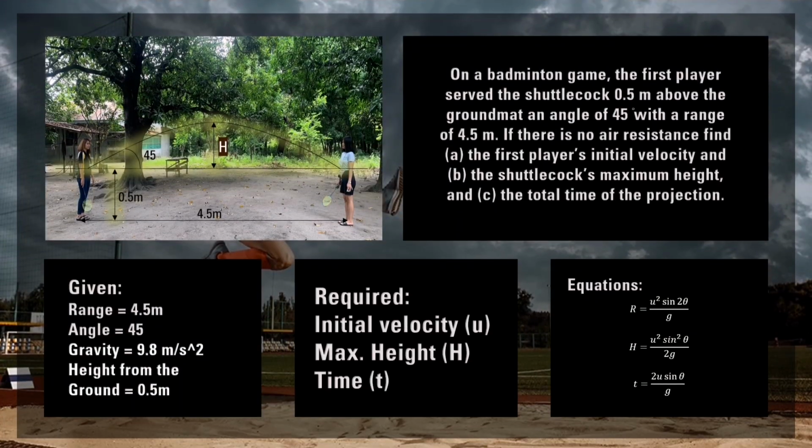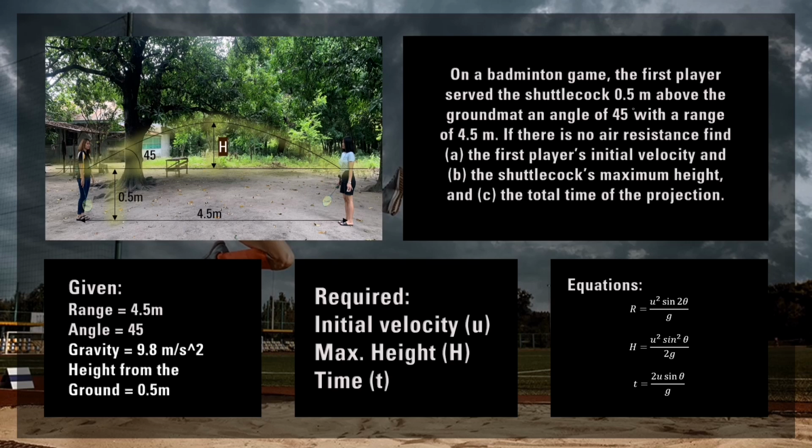Sample problem number 1. In a badminton game, the first player served the shuttlecock at 0.5 meters above the ground at an angle of 45 degrees with a range of 4.5 meters. If there is no air resistance, find A, the first player's initial velocity, B, the shuttlecock's maximum height, and C, the total time of projection. Let us analyze the problem as shown in the diagram.